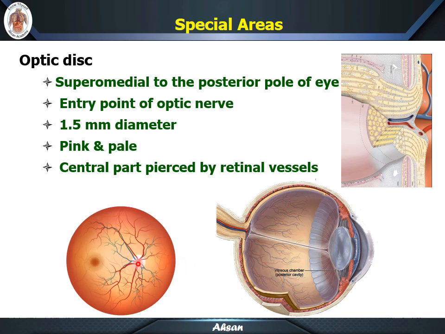The central part is pierced by vessels, the central retinal vessels, which can be easily seen by ophthalmoscopic vision. And here there are no photoreceptor cells, meaning rods and cones are absent in this optic disc area. So we cannot see the object if it is projected over this area only.